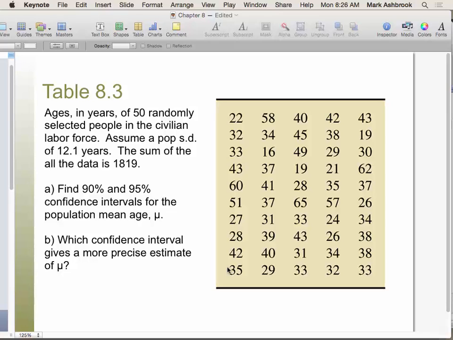So we've got a sample, and we want to try to infer something about the population from the sample. We're going to do that with a point estimate and a confidence interval. The point estimate is our best guess at the population mean, and then the confidence interval says we're this confident that the population mean lies in our interval.